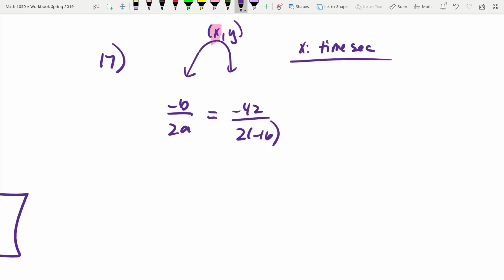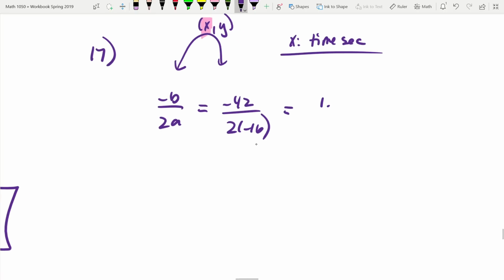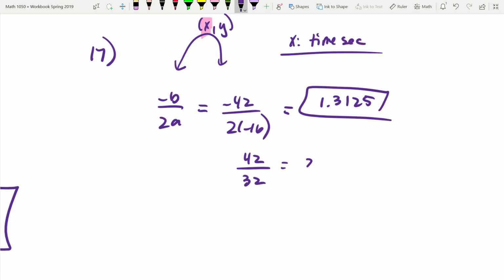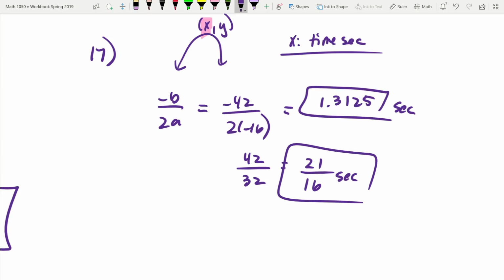42 divided by 32 gives me a decimal. Now, it says don't approximate, okay? Technically, what I just got, 1.3125, is not an approximation. Yes, it's a decimal, but it's not an approximation because I didn't round. That's exactly how it came out. You could also do this, 42 over 32, that's 21 over 16. Make sure you label it, okay? And that would be seconds, like that, okay?